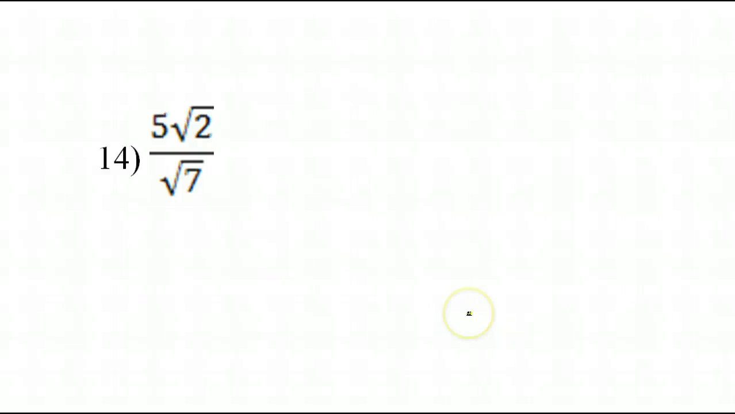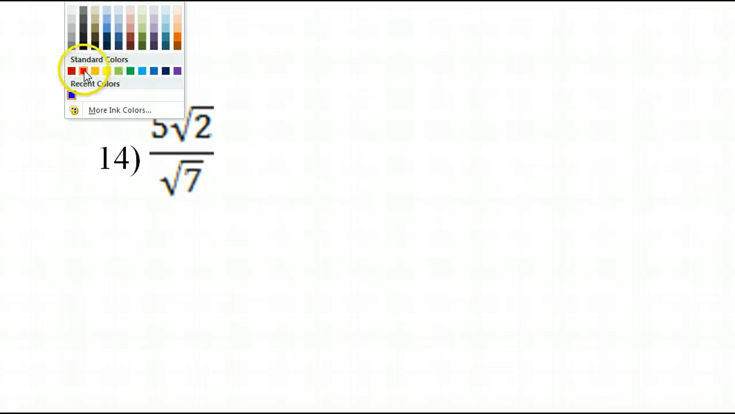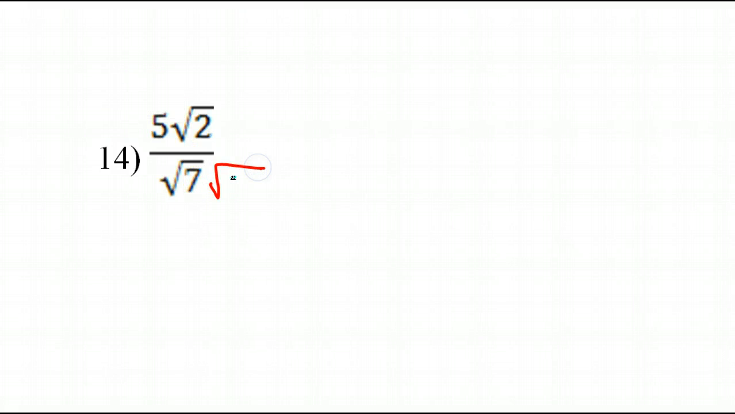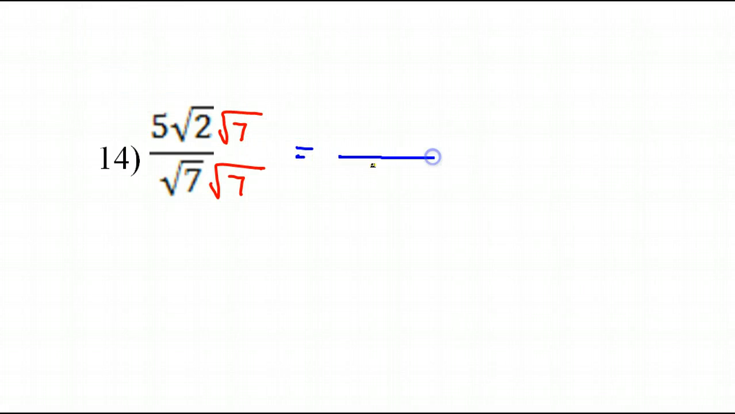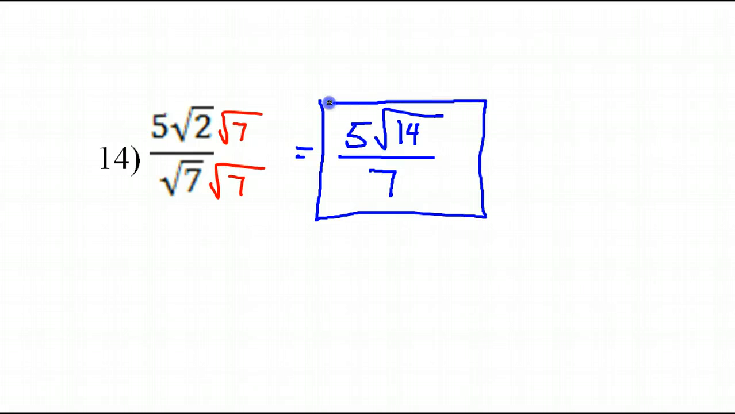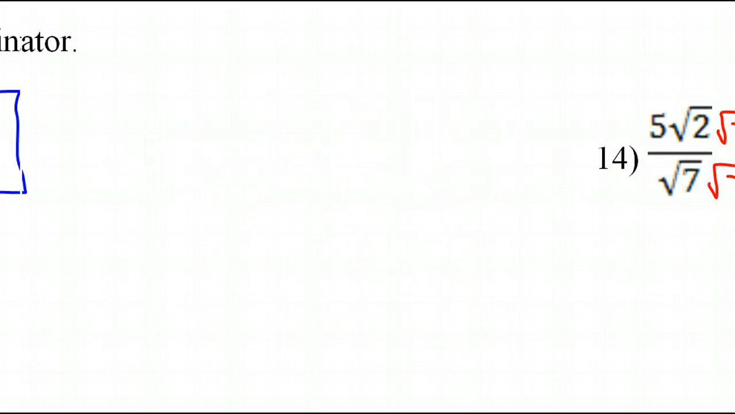What do you think I'm going to do right here? Yeah, that's right. I'm going to multiply the denominator by itself. Got to do the numerator too. Radical 7 times radical 7 is 7. Now up here I've got this 5, I'm just copying that down. Radical 2 times radical 7 is radical 14. That will be the answer to number 14.